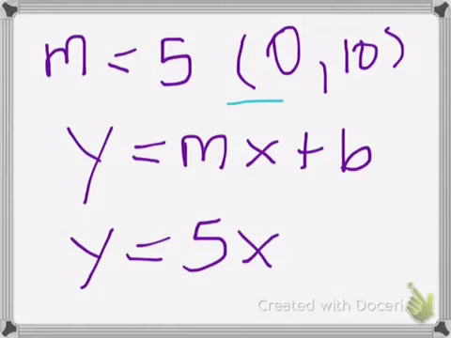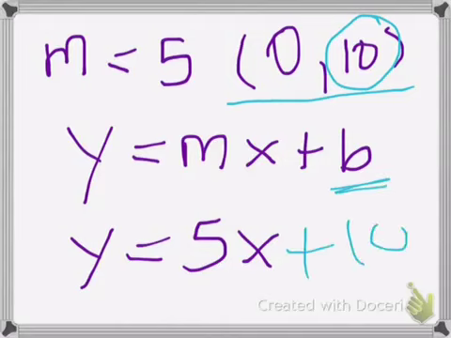Anytime you're given an ordered pair where the x is 0, then the other one is your y, and that is where your line crosses the y-axis. So this line is going to cross the y-axis at 10. So that is our y-intercept. So there you just simply write plus 10, and that's your equation.